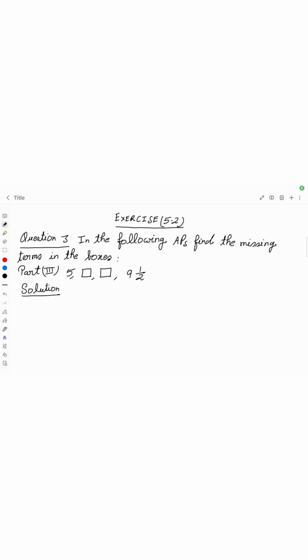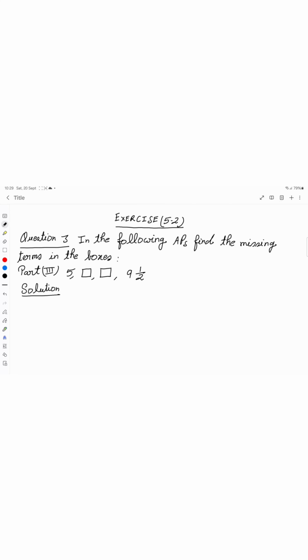5 Arithmetic Progressions Exercise 5.2, Question number 3, Part 3. In the following AP, find out the missing terms in the boxes.